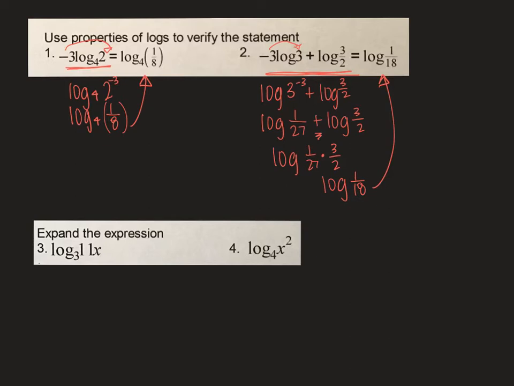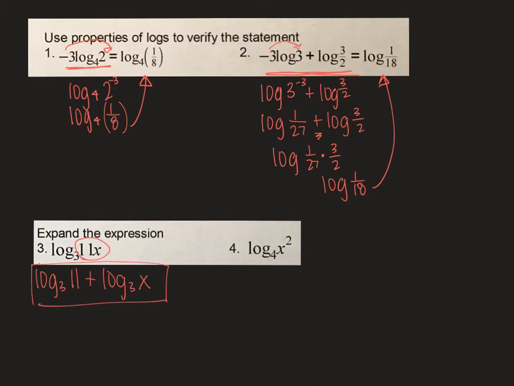So log base 3 of 11x. So 11 and x are multiplied. So to separate those, I'm going to do log base 3 of 11 plus log base 3 of x. We don't have any division, we don't have any exponents, so this is our final expanded answer.